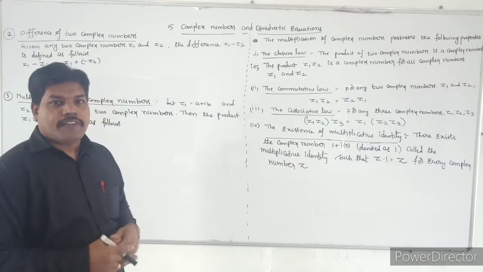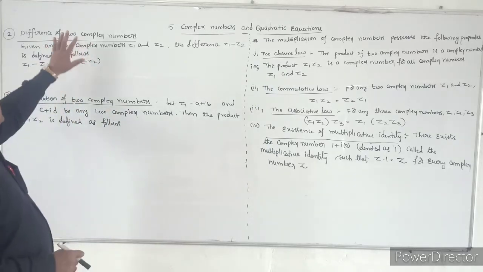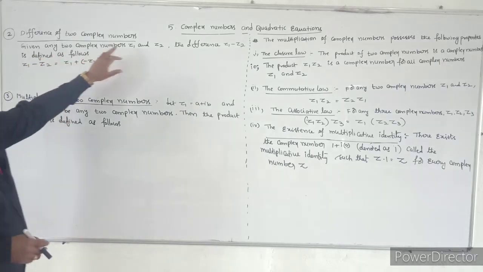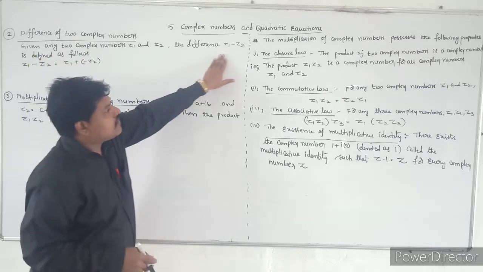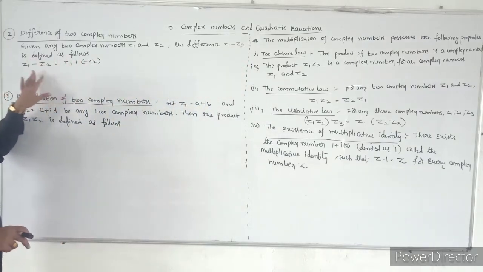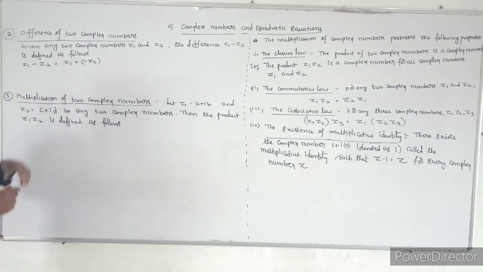See students, after the addition, see the difference of two complex numbers. Given any two complex numbers z1 and z2, the difference z1 minus z2 is defined as follows. The meaning of z1 minus z2 is nothing but z1 plus minus z2 is called z1 minus z2.